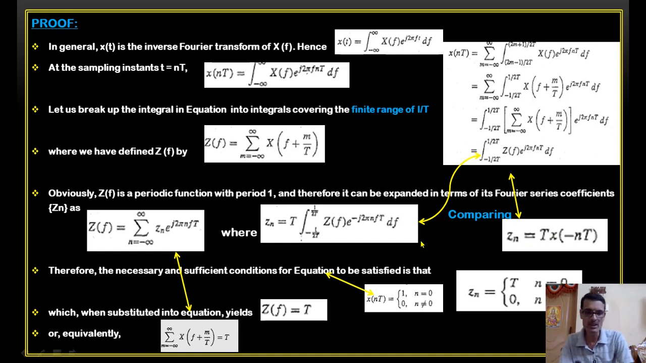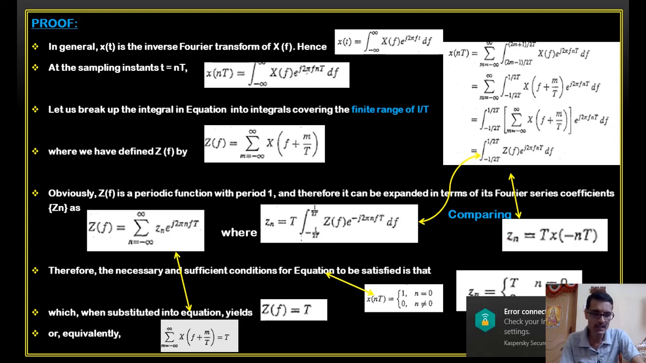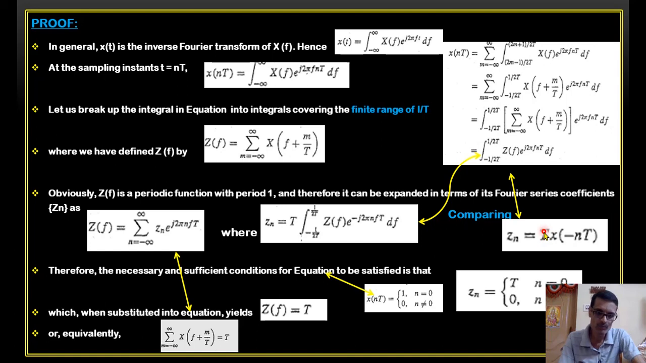Now what I can say over here is, in terms of the coefficient Zn. See, theoretically the Nyquist criterion says in the time domain x of nt should be equal to 1 for n equal to 0 and it is 0 for n not equal to 0. That's what I told in my last slide, right? In terms of Zn, Zn should be equal to t for n equal to 0, and Zn equal to 0 for n not equal to 0. That is the necessary condition to satisfy 0 ISI.